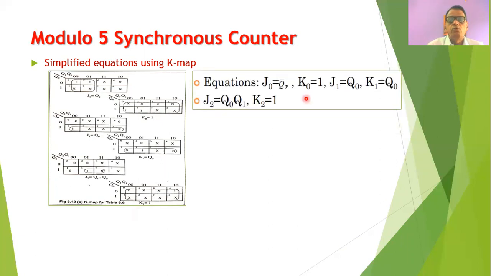J0 is equal to Q2 bar, K0 is equal to 1, J1 is equal to Q0, K1 is equal to Q0, J2 is equal to Q0 into Q1 and K2 is equal to 1.